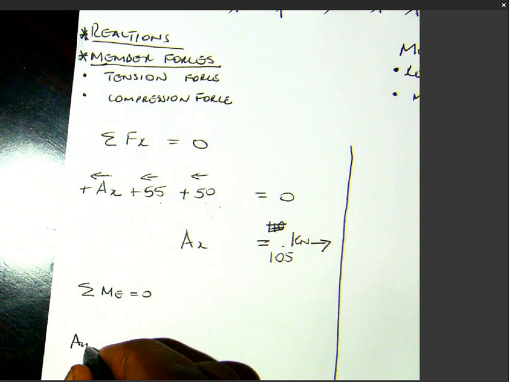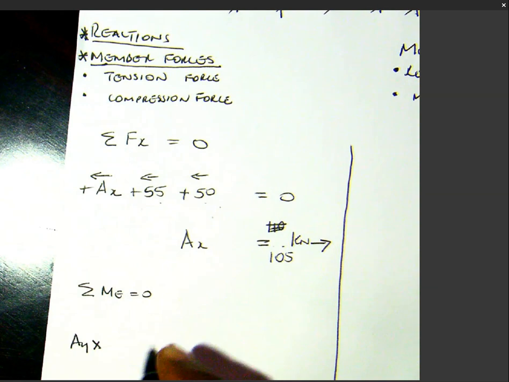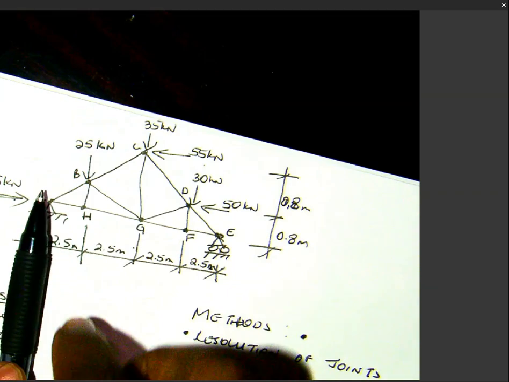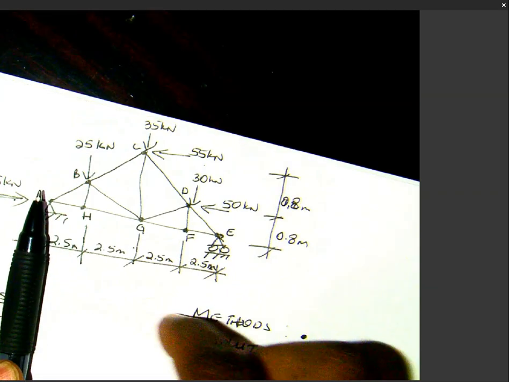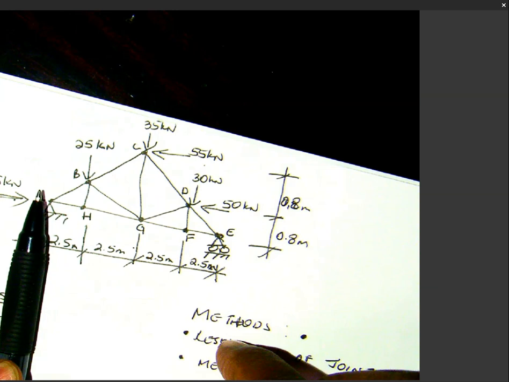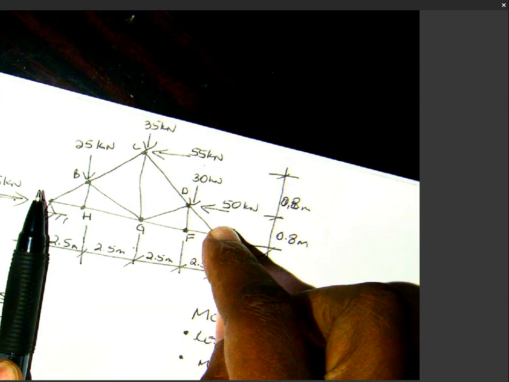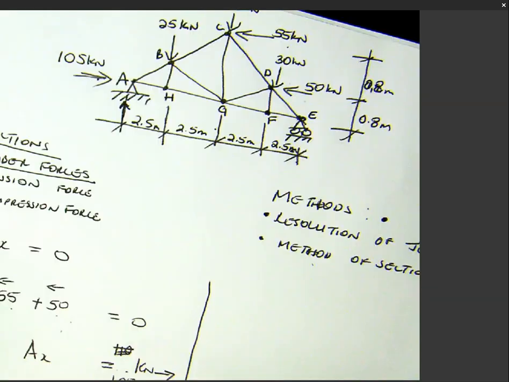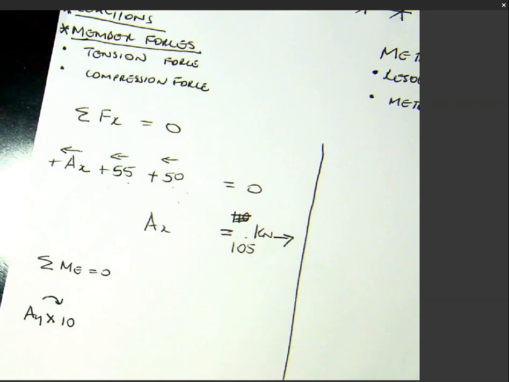times, I'm taking moments about E, the distance, the perpendicular. AY is going in this direction, guys. The perpendicular distance is this distance to where I am taking moments, times the distance is 10. And according to my assumption, AY is rotating point E in the clockwise direction. And then I take this 25.